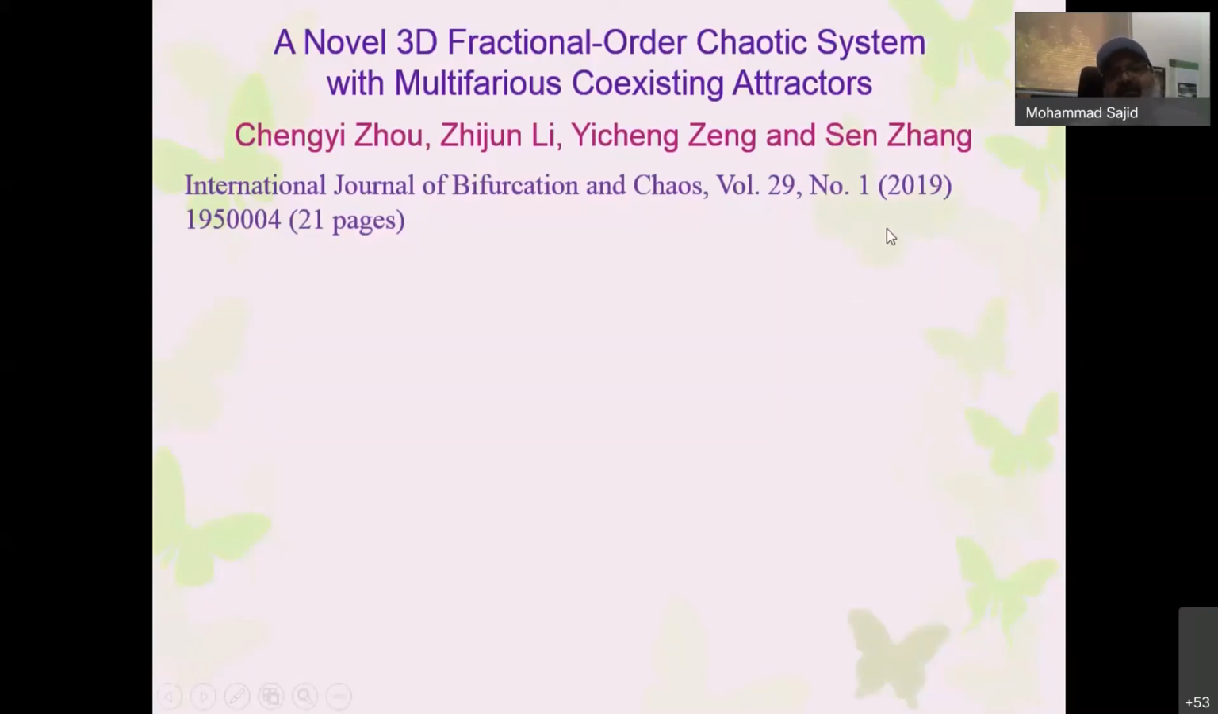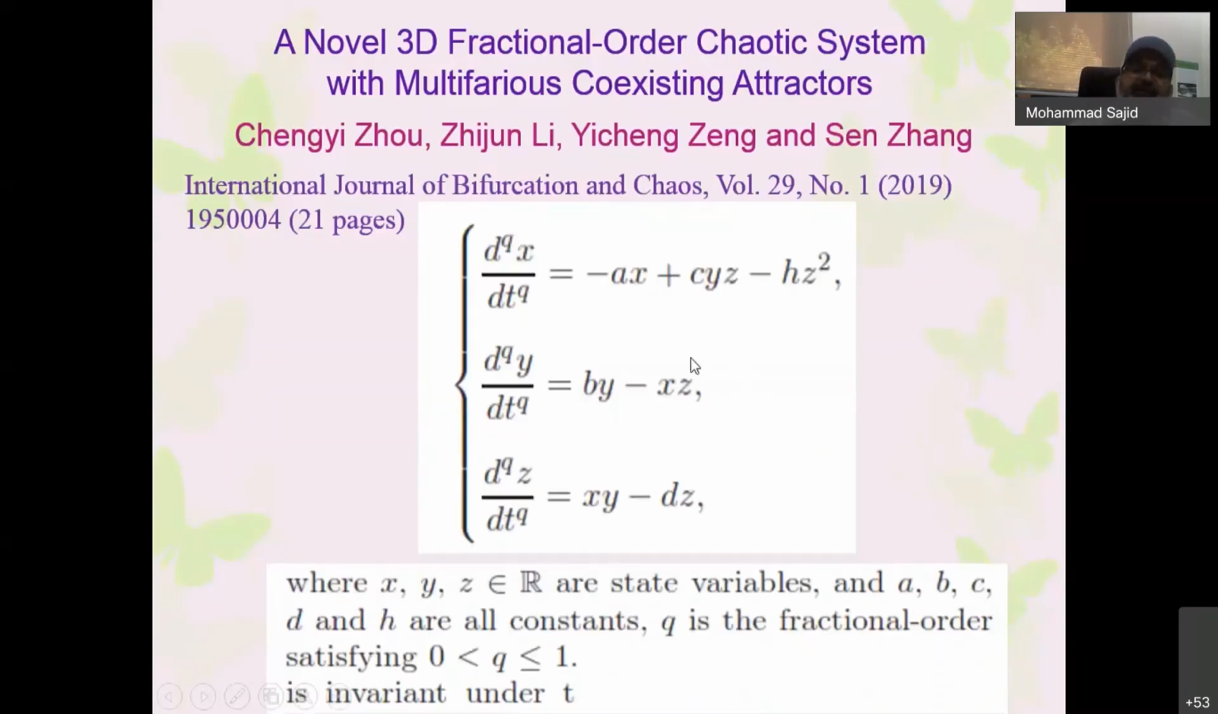This paper I have taken was published in 2019, and we have differentiation like this: d^q x/dt^q. Here q is fractional. x, y, z are real variables. A, B, C, D, and H are constants. q is the fractional order between 0 and 1. If it is 1, then it is a simple equation. But less than 1 and greater than 0, we have fractional order. A lot of theories are going on related to fractional order.